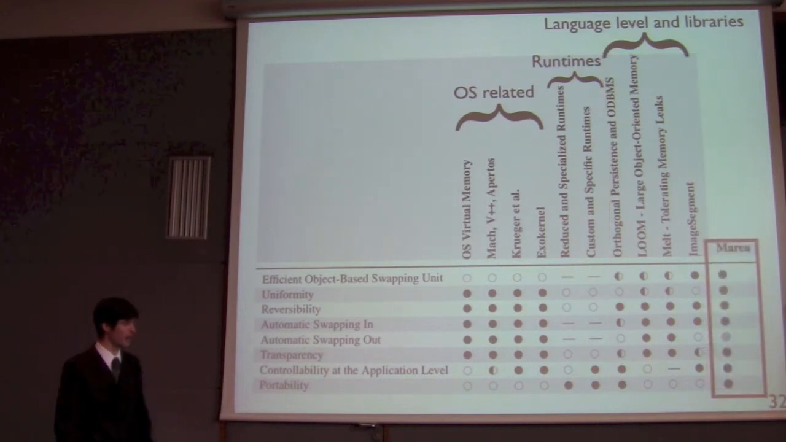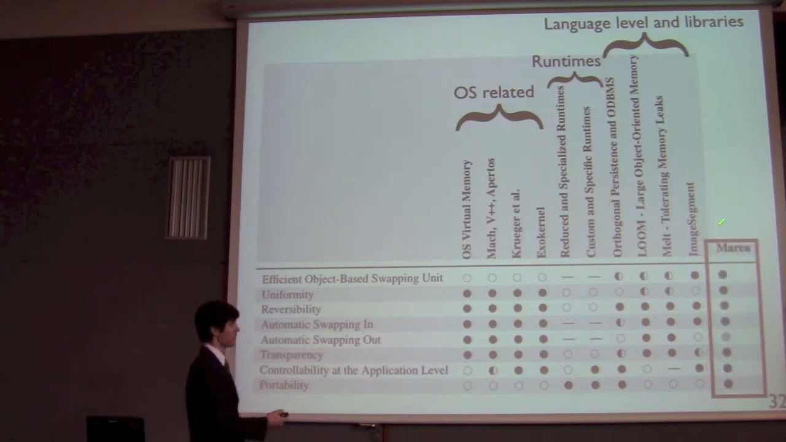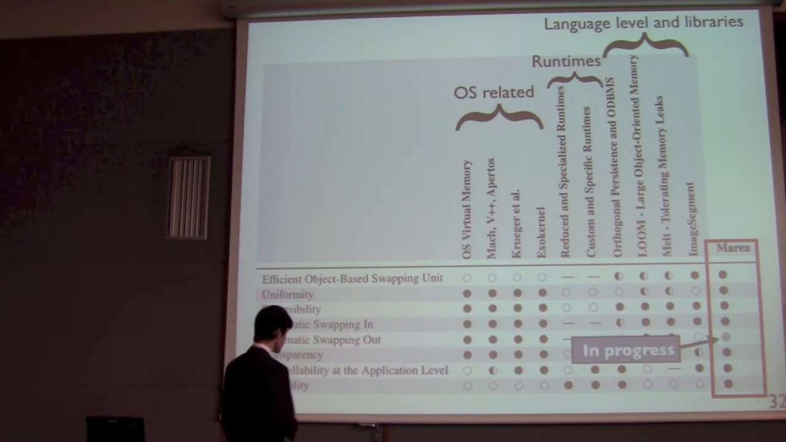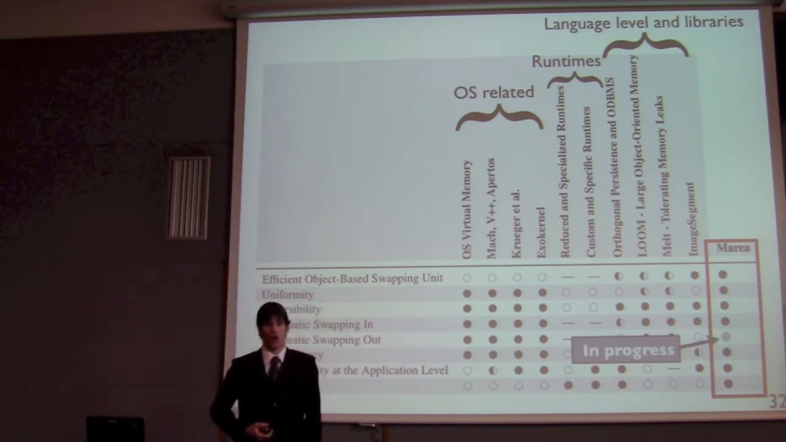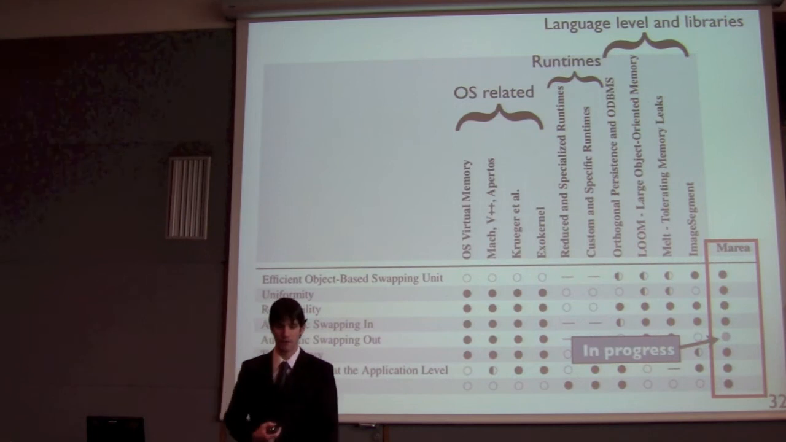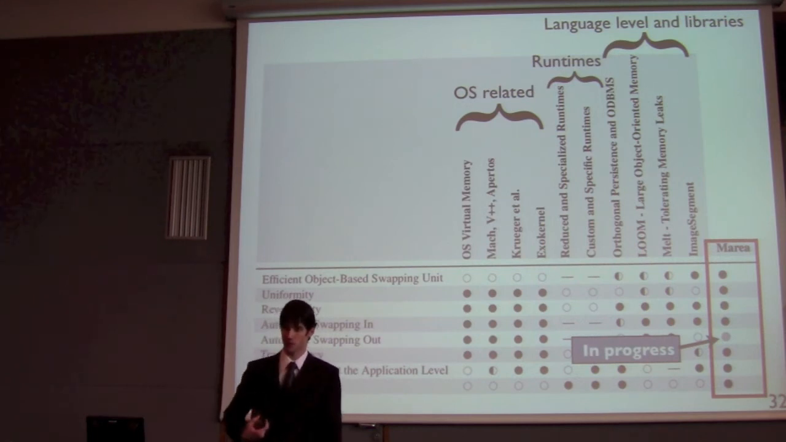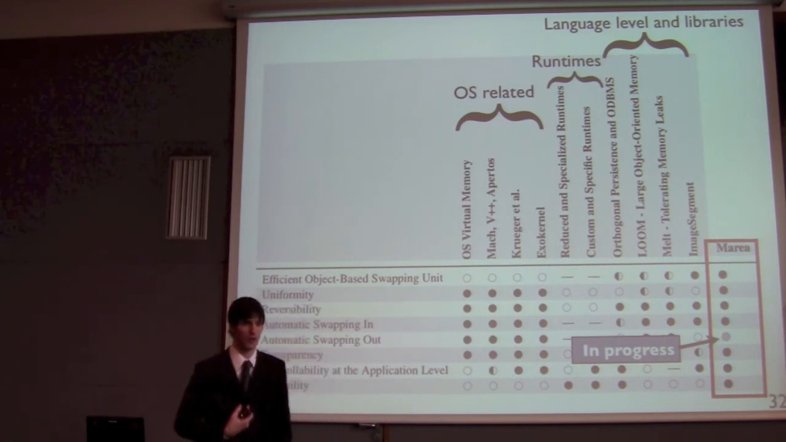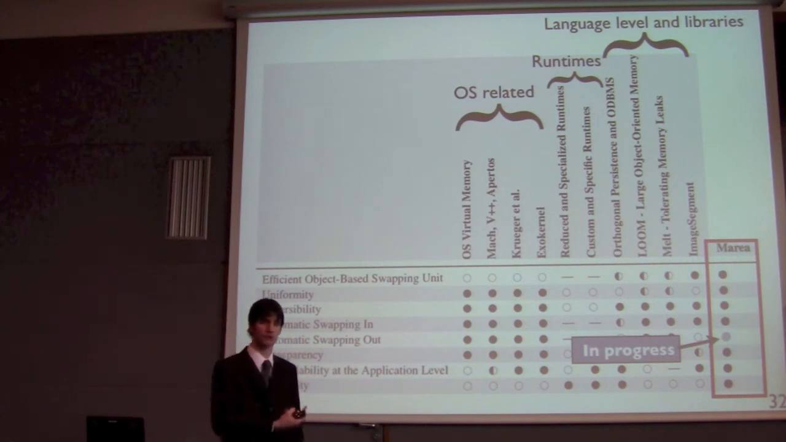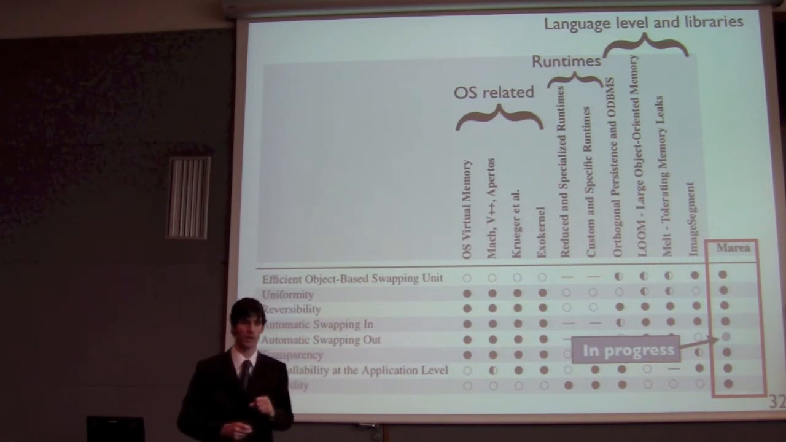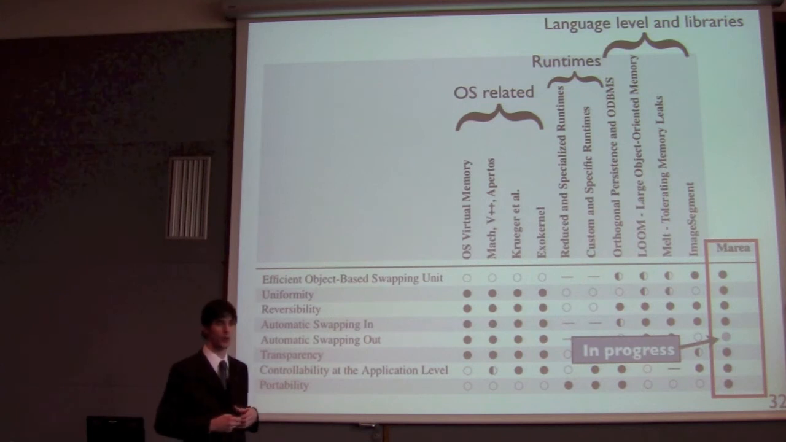This is why I proposed Marea. This is the evaluation of Marea. It satisfies all the requirements. Still, there is one in gray, which is the automatic swapping out. We are working on that. We have, for example, a VM which is able to trace object usage, which we have customized. So now we can ask which objects have been unused for a while, and then we are trying to see how we can automatically detect graphs of unused objects. But we are working on that.